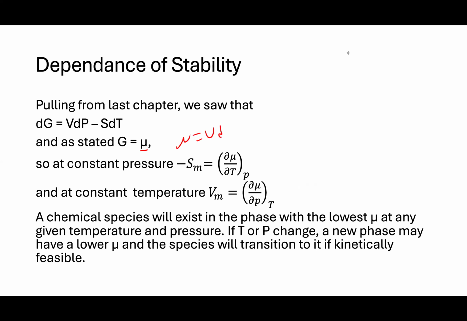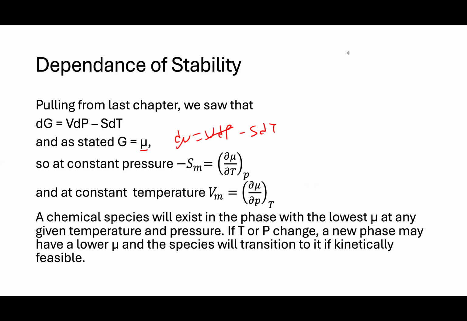If we're at constant pressure, then the VdP term cancels out, and d mu over dT equals negative S, or negative molar entropy in this case. I'm going to make it molar. And the same thing if temperature is held constant: mu equals VdP, which rearranges to d mu over dP equaling the molar volume.